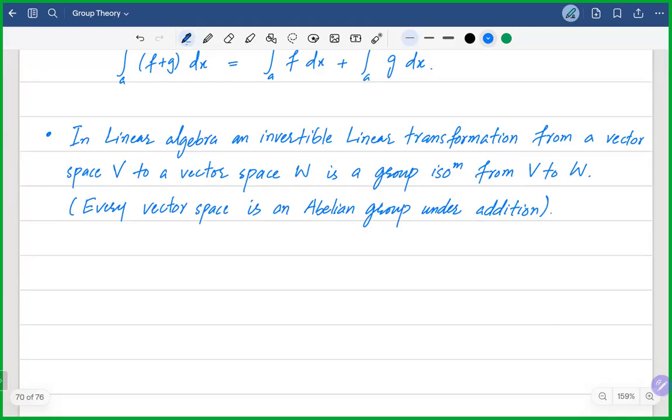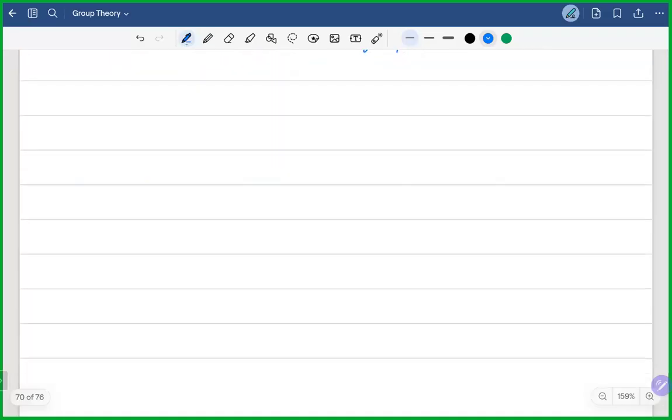Right. Now let's try to give you some examples. Example 1. Example 1 says, let G be the real numbers under addition and let G bar be the positive real numbers under multiplication. So G is the set of real numbers under addition and G bar is the set of positive real numbers under multiplication. Remember, positive real numbers does not contain 0. Then G and G bar are isomorphic under the mapping.